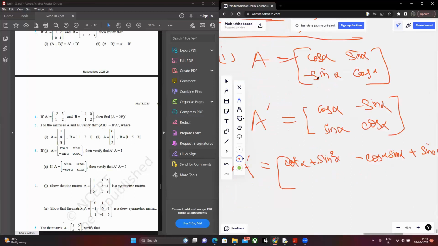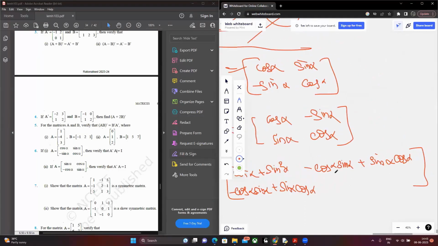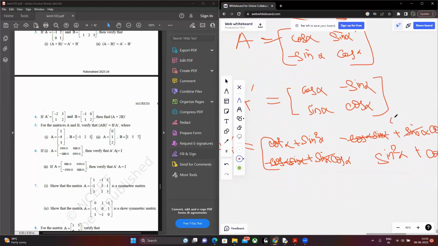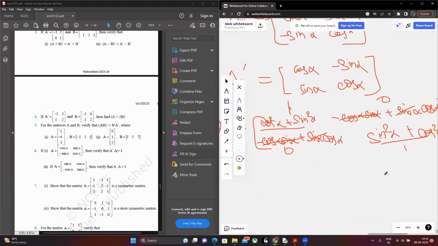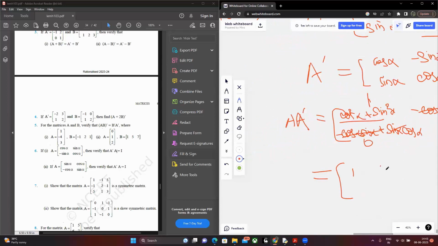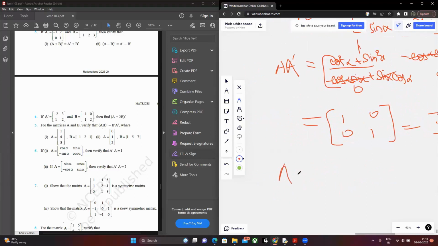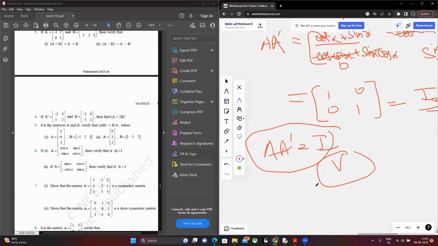Again, over here, it's going to be minus sine alpha cos alpha into this, that is going to be minus cos alpha sine alpha plus sine alpha cos alpha. And the fourth element is going to be this multiplied by this, that is going to be sine squared alpha plus cos squared alpha. This goes and becomes 0 over here, and this is 1, this is 1. So basically, this is going to be the matrix 1, 0, 0, 1. That is going to be I2. Therefore, AA dash is equal to I, so you have verified that this is the case.